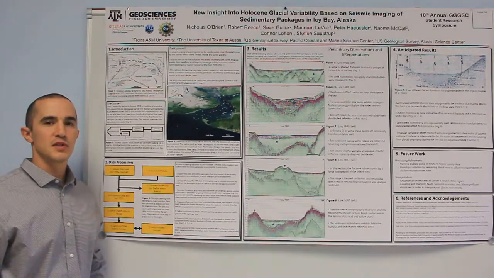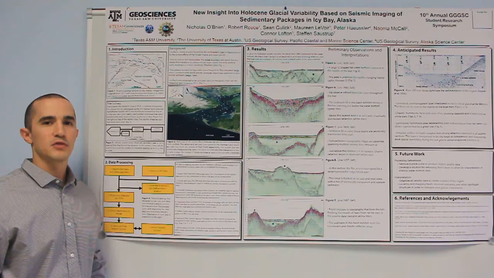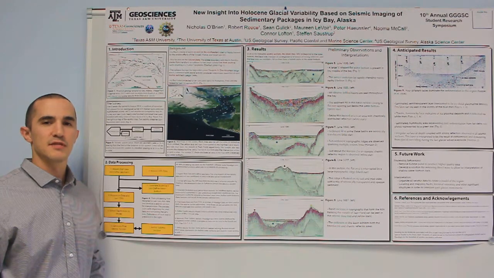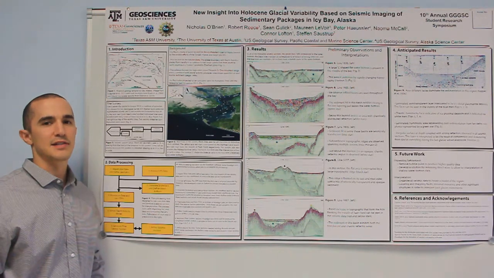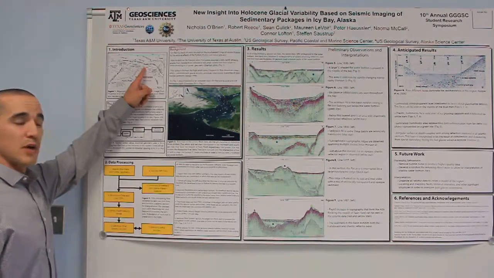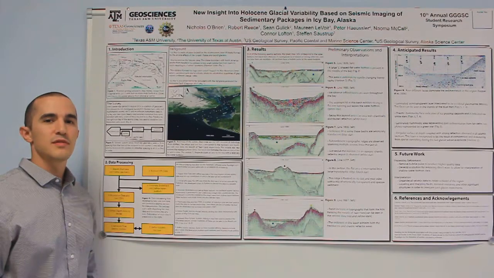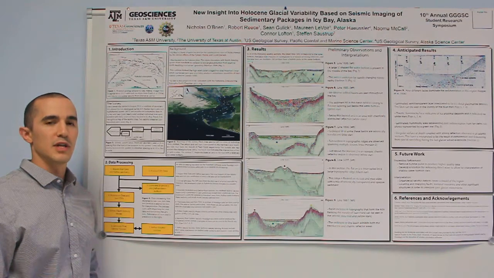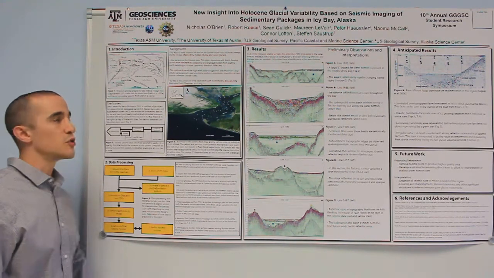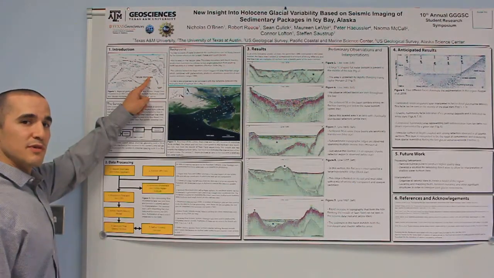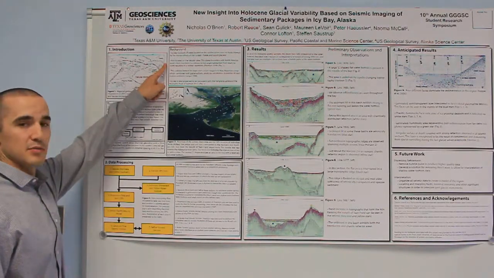My research focuses on gaining insight into Holocene glacial variability based on seismic imaging of sedimentary packages in Icy Bay, Alaska. Icy Bay is a body of water located on the southeastern coast of Alaska and was formed by the erosive effects of the Tyndall, Yahtzee, and Guyot glaciers. Icy Bay is also located on the Yakutat microplate, which can be found between the Pacific and North American plates.